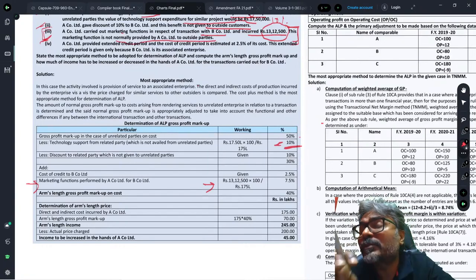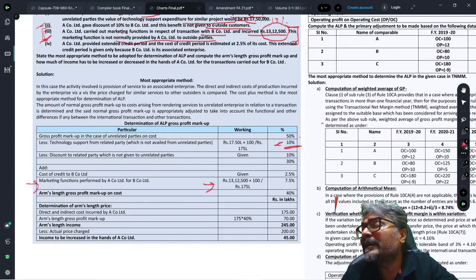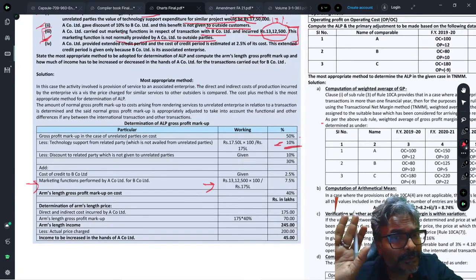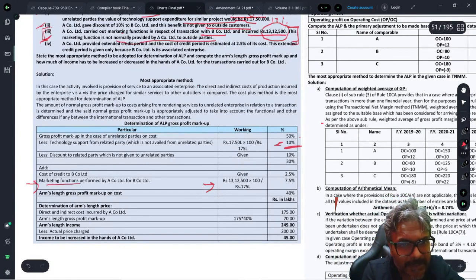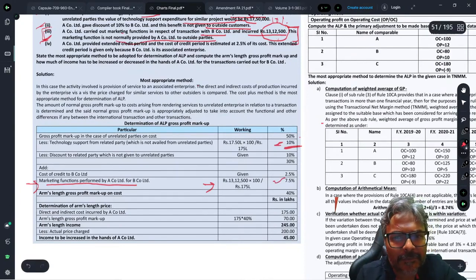Now this I am not providing to the unrelated parties. This I am not giving to an unrelated party. So there my selling price would be on the lower side. Do you all agree to this one? And that is exactly why, for the marketing function performed, we need to add how much? This is how much on cost? 7.5% on cost. So therefore 7.5%.